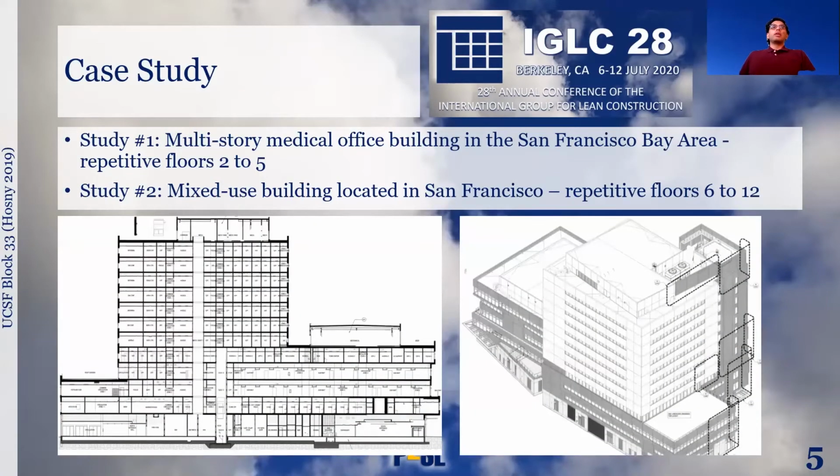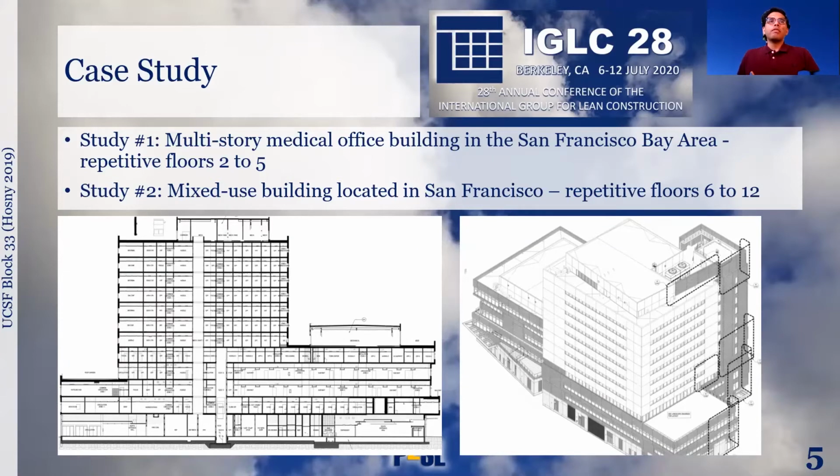Coming to the case studies which we conducted during the research, in order to study how a project production system using workload leveling and zoning may be implemented in practice, we conducted our research on 2 projects in San Francisco Bay Area in California. For study 1, the focus was on takting the process involving interior trades, namely those working on the overhead system, interior walls, plumbing, electrical, framing, etc. This was on a multi-story medical office building with repetitive floors from 2 to 5.